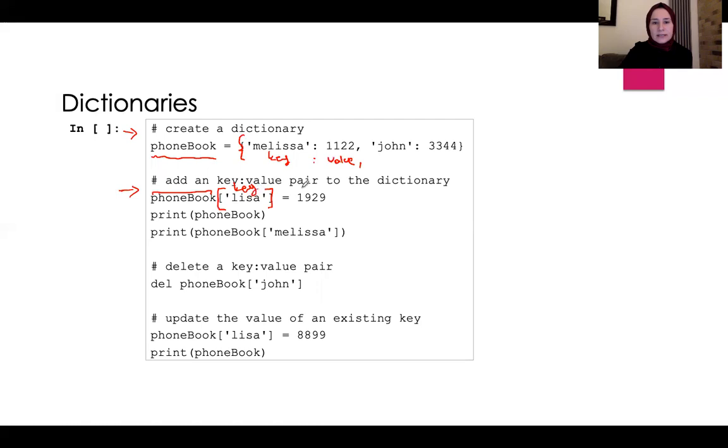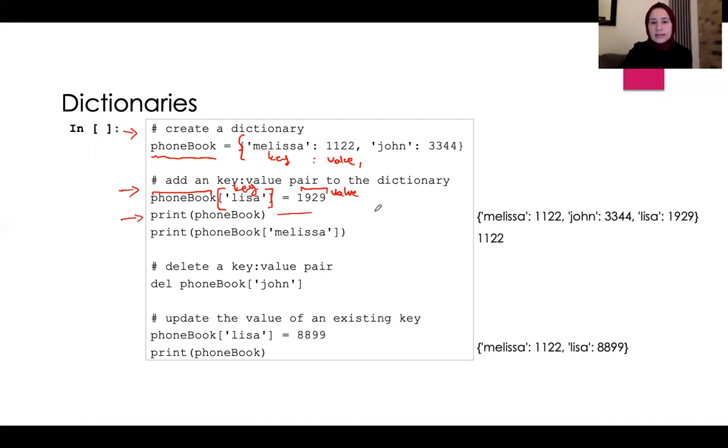This is the key. Then you have to define your value here. You have to give the value for this key. And when you print this one, as you will see here, Lisa will be added to your dictionary. It is also possible to access specific elements, a specific value, with the key.